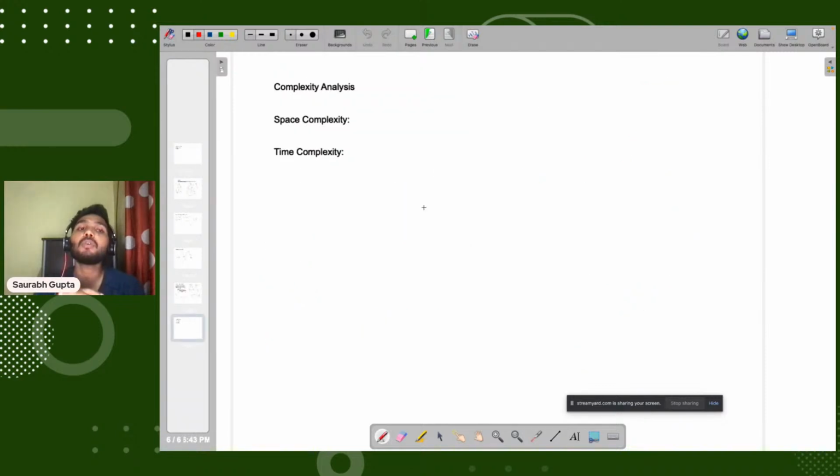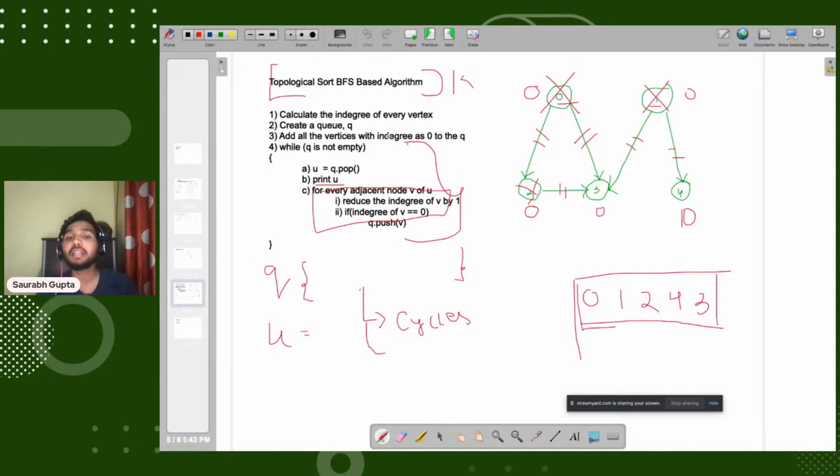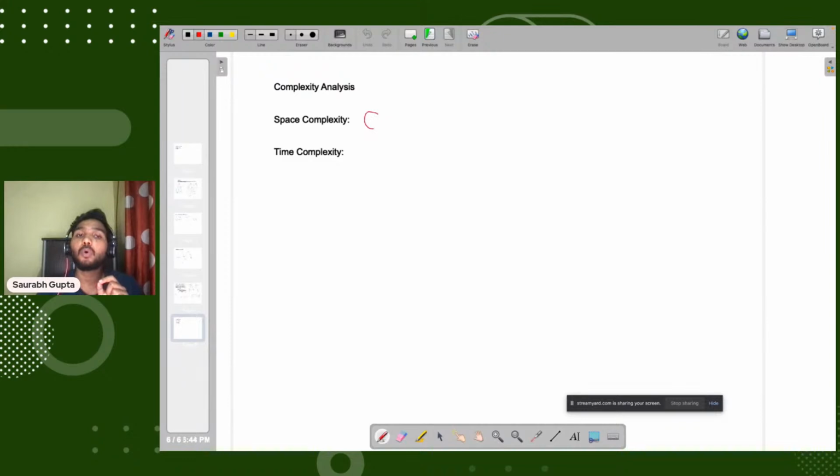Now, coming to the complexity analysis of this algorithm. What is the space complexity? It's clearly visible that we are using an extra queue. Plus, we will be using some array or list to store the in degree of each vertex. This will contribute towards the auxiliary space complexity of the algorithm. So clearly the space complexity is O of V, where capital V represents the number of vertices in the graph.